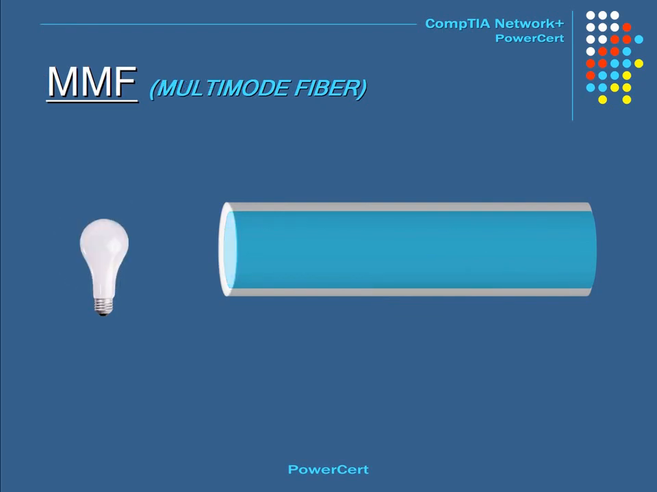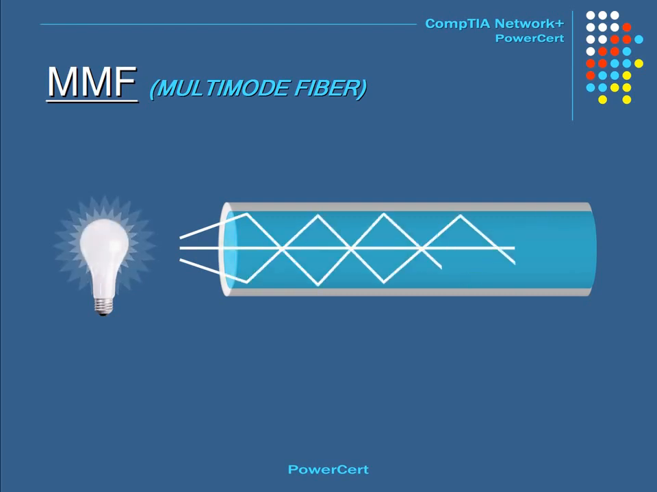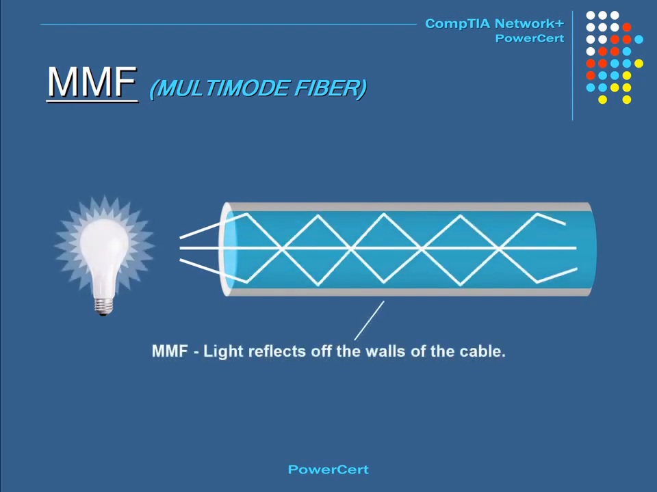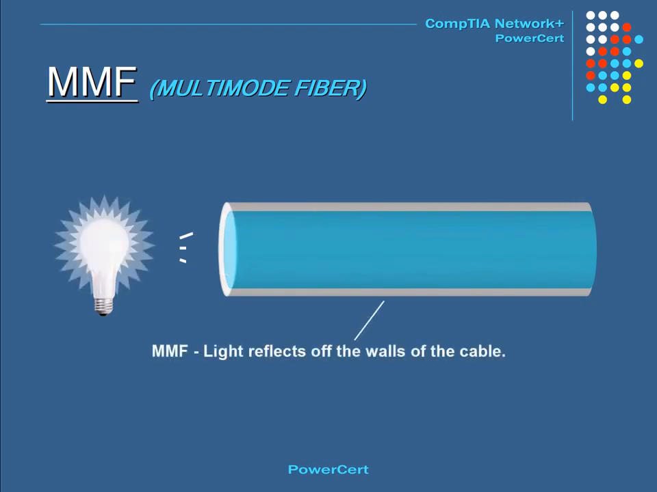Now, this is multi-mode fiber, and the difference between multi-mode and single mode is that in multi-mode, light travels in multiple beams that reflect off the walls of the cable. And unlike single-mode fiber, multi-mode fiber is made for short distances.